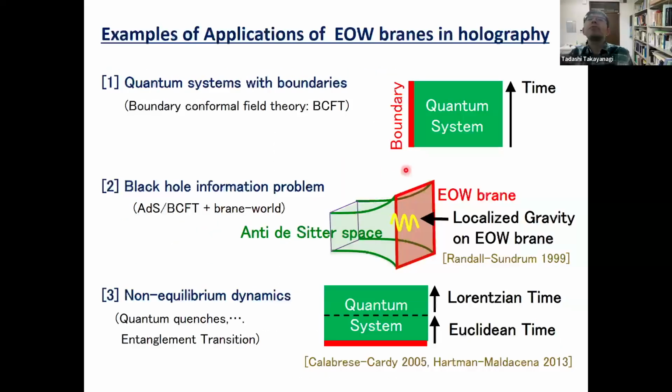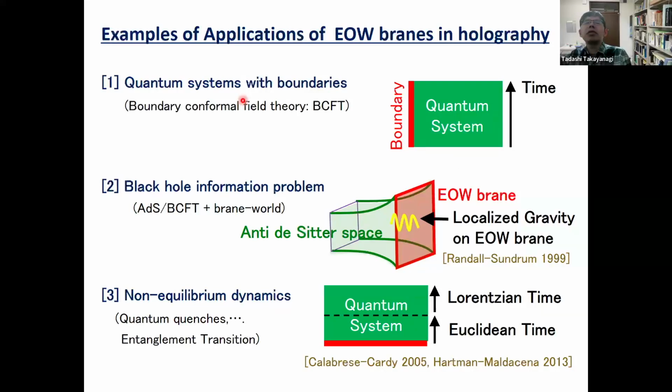So what are examples of applications of this end of the world brane? There are many examples, but first of all, it plays the role of a quantum system with a boundary. This is obvious. Let's take this time direction. There is a boundary, and the space direction is semi-infinite like this. To describe such a situation, we can use this end of the world brane holography.